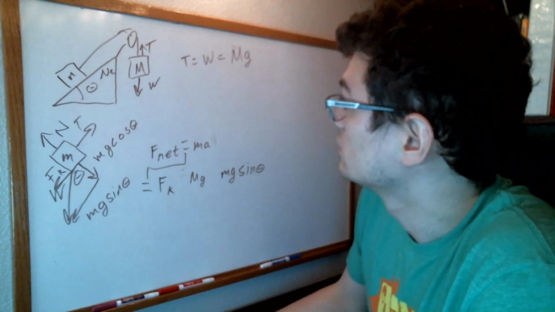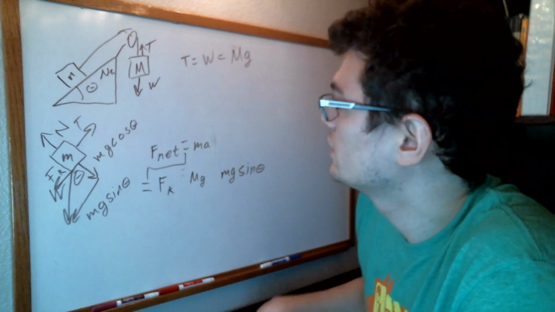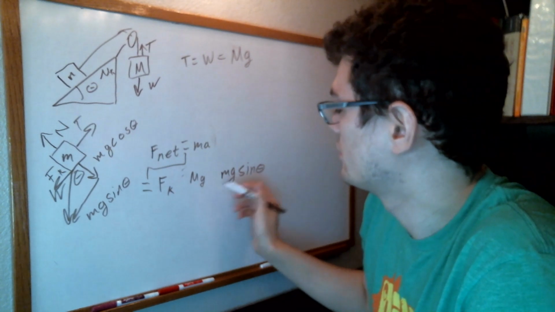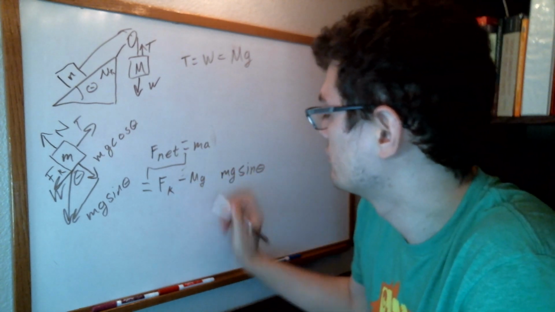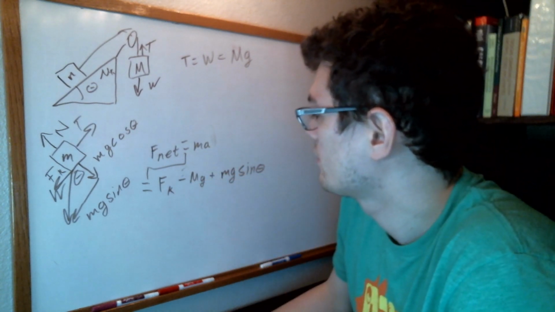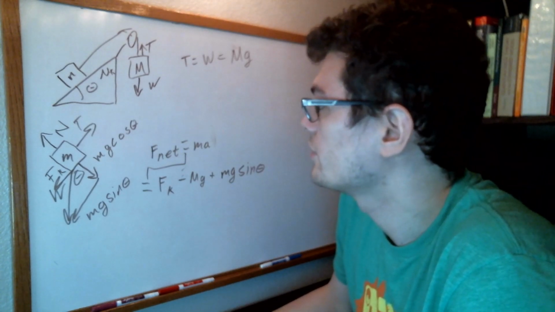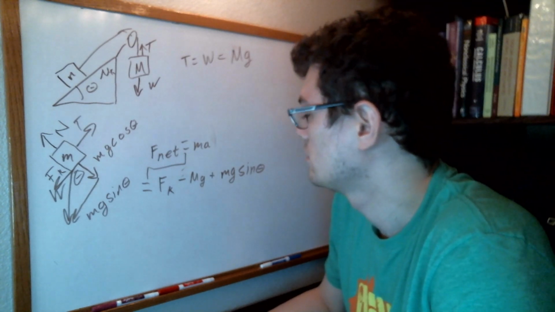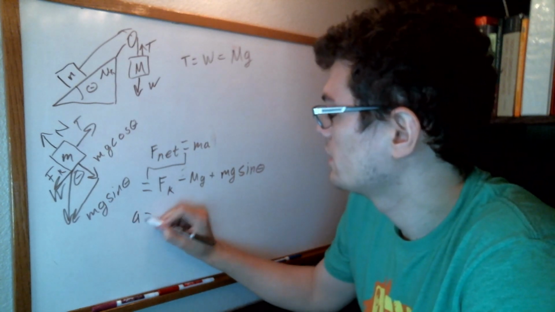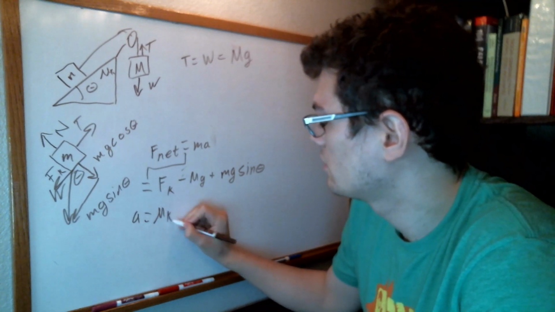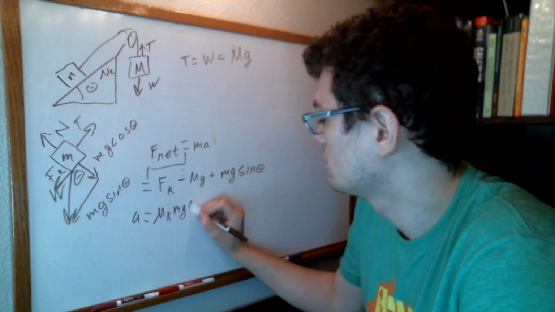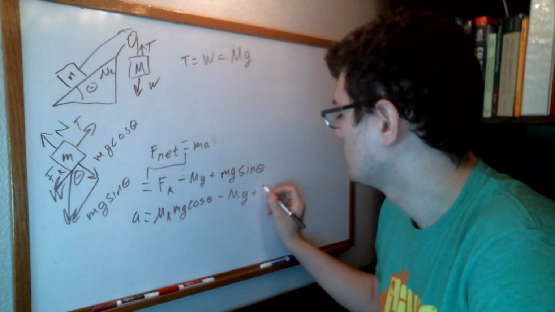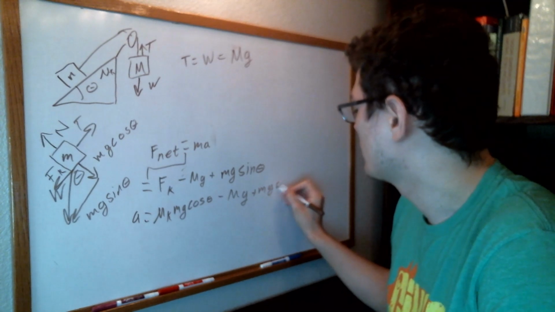And so T in this direction is going to pull this way, and so then this is going to be the opposite of the other two forces. And so then we can solve for the acceleration here, and just say that A is going to be equal to mu k mg cosine theta minus big MG plus mg sine theta.